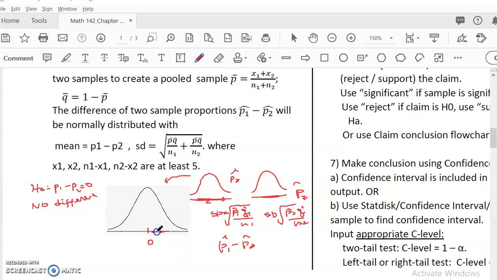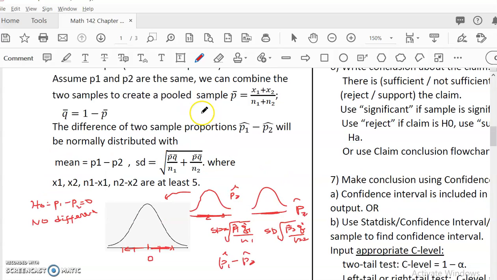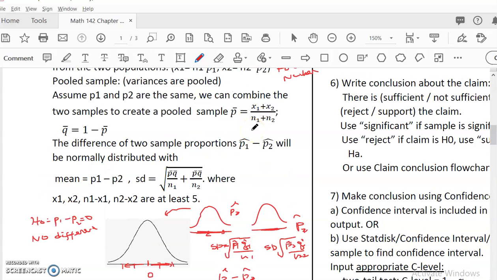Temporarily assume that there is no difference. So then how do P1 hat and P2 hat spread out? So the standard deviation that we have is actually calculated by P bar Q bar over N1 plus P bar Q bar over N2. This is the variance of the first sample, and this is the variance of the second sample. What is the P bar? We only have P1 hat and P2 hat. P bar is because we are assuming in the null hypothesis that there is no difference between P1 and P2. So we just combine them. We thought that they are actually the same. So we assume that they're actually one big sample but split into two halves.